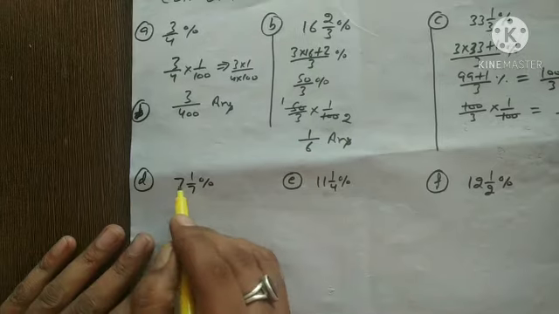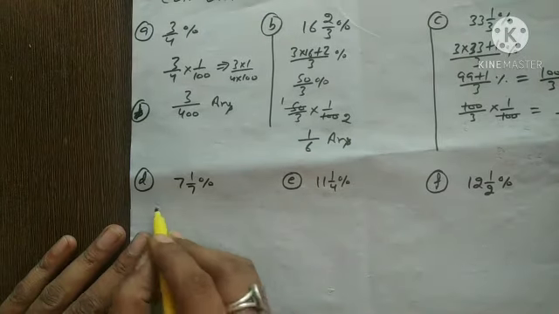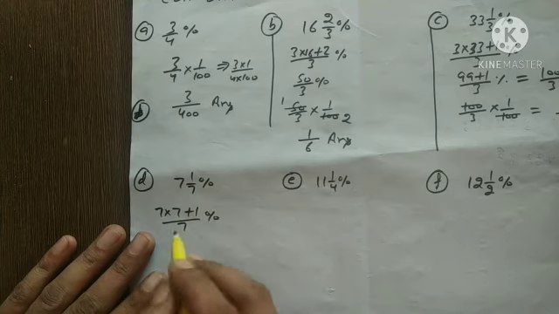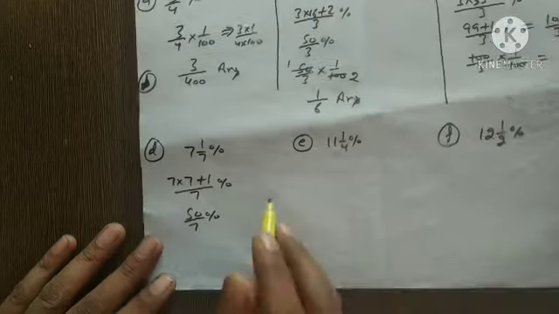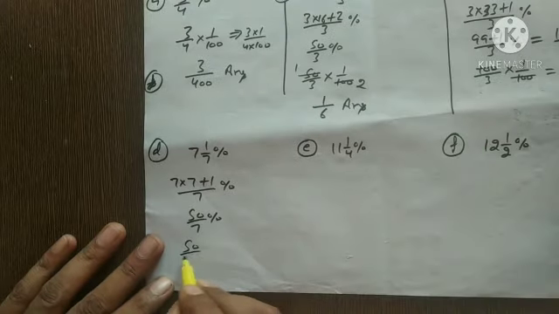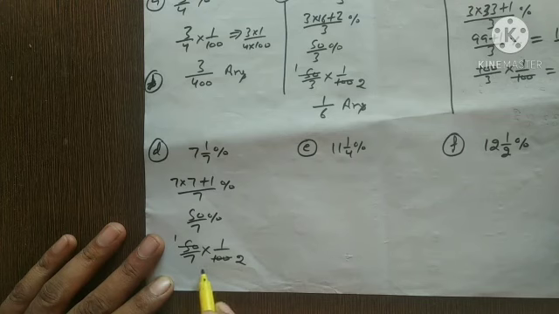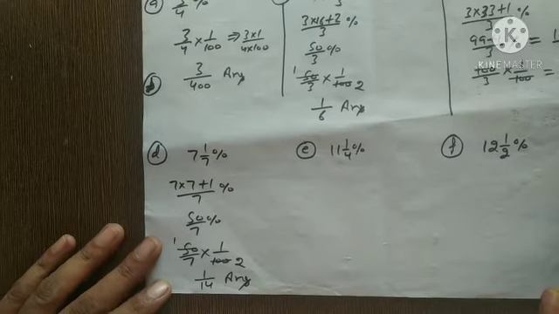Now 7 into 7, 49 plus 1. 49 plus 1, 50 over 7%. Now 50 over 7 into 1 over 100. Now 50 will cancel 100 at the table of 2. Now 1 multiply 1, that is 1, and 7 multiply 2, that is 14. Therefore 1 by 14 is the answer.